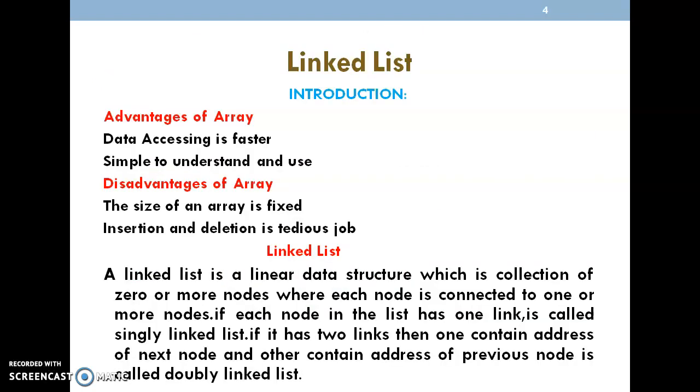The first question is why we go for linked list. In order to overcome the disadvantages of an array, we can make use of a linked list. Like in the array, we can access the element in a faster way. Why? Because the elements are stored sequentially. We can identify the location and we can retrieve the item at the earliest.